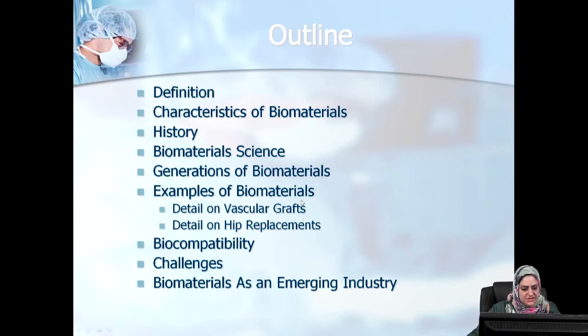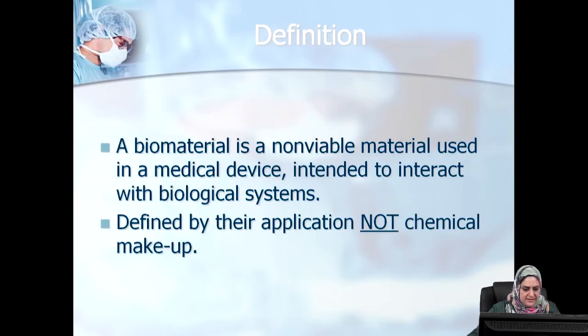Outline: the definition, characteristics of biomaterials, history, biomaterial science, generations of biomaterials, examples of biomaterials, details on hip replacement, biocompatibility, challenges, and biomaterials as an emerging industry.